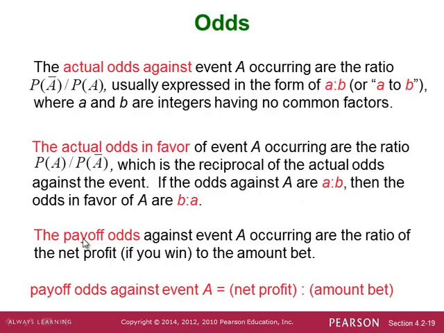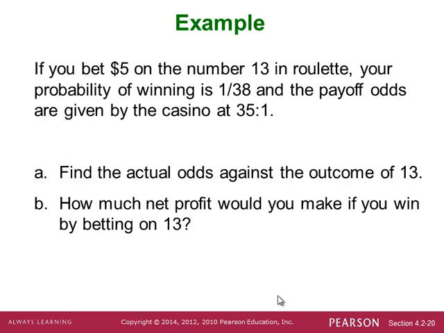Now, when we see the term payoff odds against an event happening, that means the ratio of the net profit to the amount bet. So that's the payoff odds against your event happening. So that's the ratio of net profit to amount bet. So if you know any 2 of the 3, then you can solve for the third, as we will see in this example here.